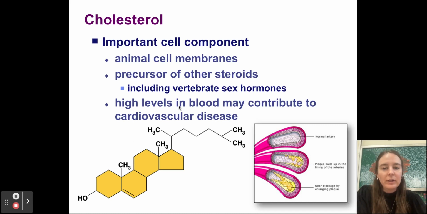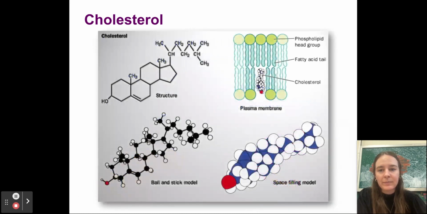Too much cholesterol could lead to cardiovascular disease because, just like you see here, here's a normal artery, but if there's too much cholesterol in your arteries, it could actually block and build up in your arteries, just like we saw with fat. And that could lead to heart disease.